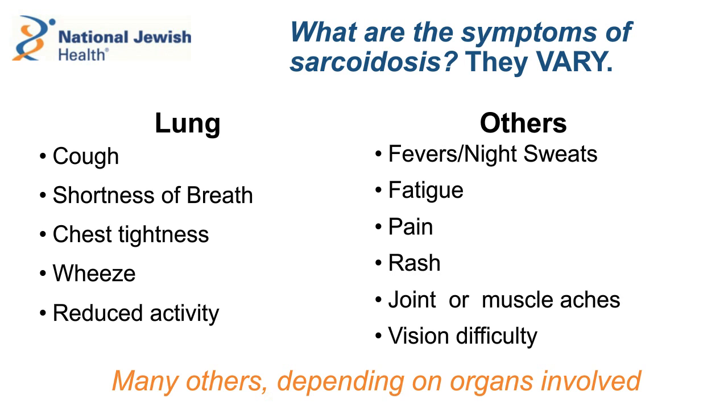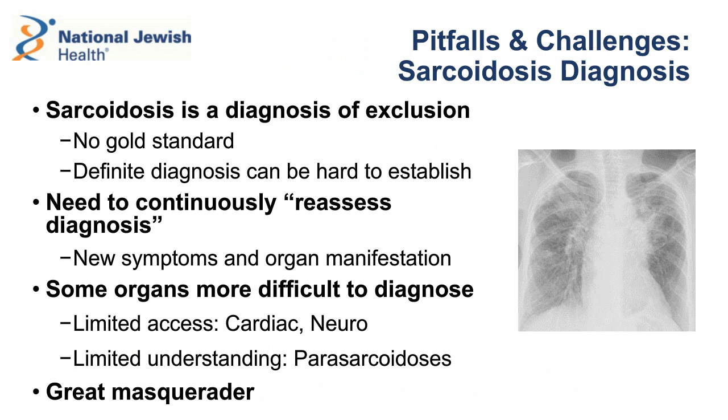Vision difficulty, again, makes us worried about the eyes being involved. And as I mentioned, there are many, many others depending on what organs an individual has active at the time. So making a diagnosis of sarcoidosis, as I mentioned earlier, can be quite difficult. And I know many of my patients come to me complaining that, one, they've had a delay in the diagnosis. They were told that they had the big C word, cancer, and then finally found out after potentially months that they had sarcoidosis. Well, why is it so hard?